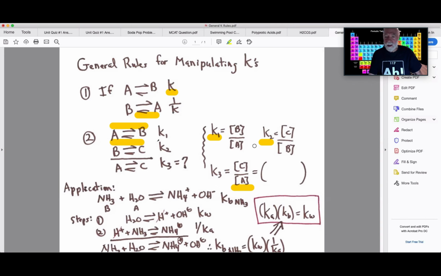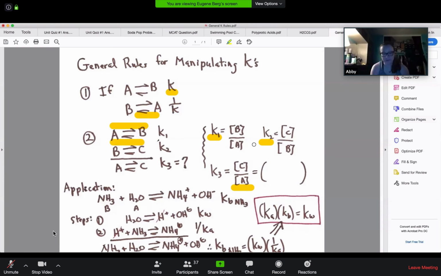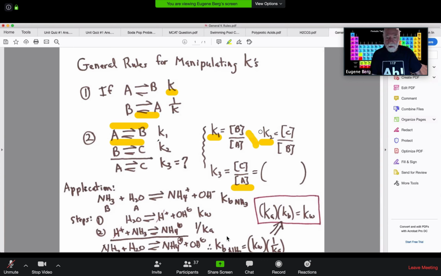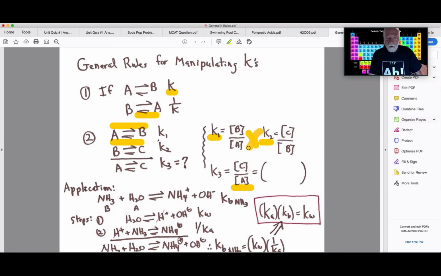I'm open for suggestions. Is it going to work to add the two together? No. Multiply it. Somebody said multiply. I'm going to write a little multiply sign. I think that'll work because if I multiply these together, notice the B's cancel out, and you get C over A. So that's exactly right. The right answer in this blank here, why don't you write in your notes: K3 is K1 times K2.